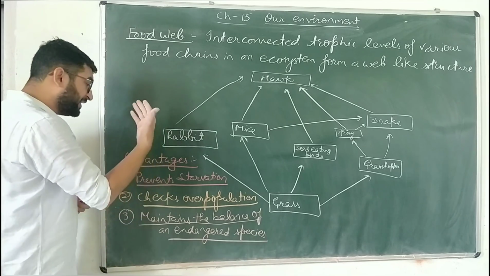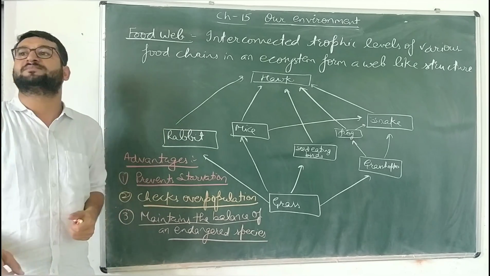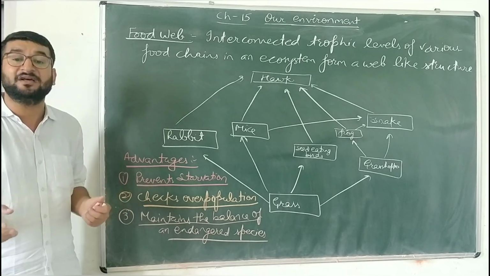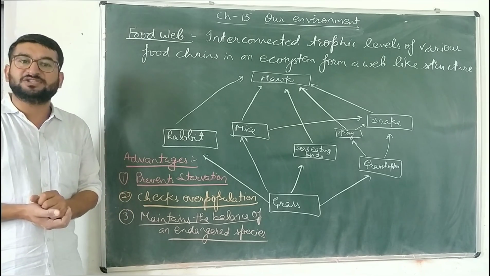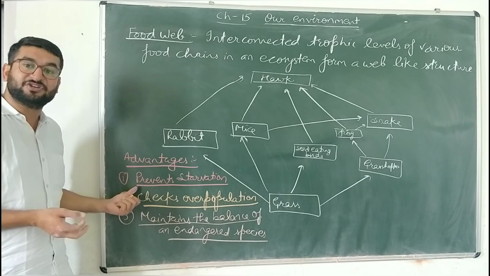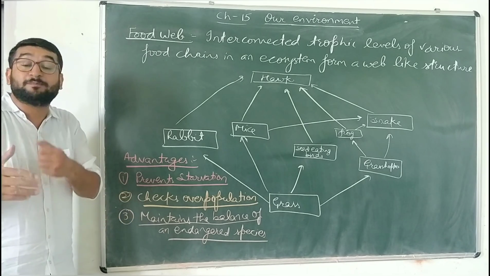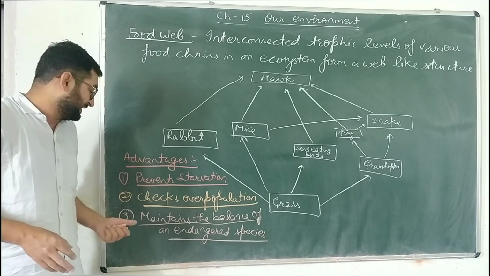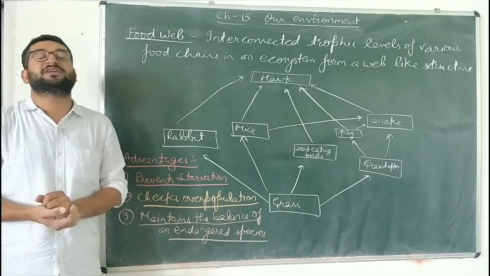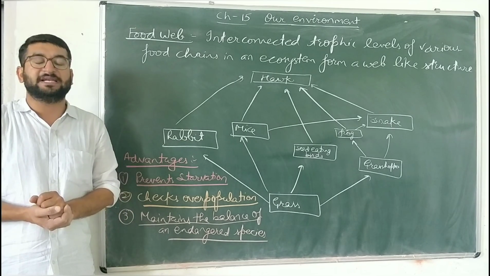Whereas food chain does not allow these advantages, beta. So that is the difference between the food chain and food web. So the advantages of food web are: it prevents starvation, it checks overpopulation of a particular species, and third one is it helps in the survival of endangered species.